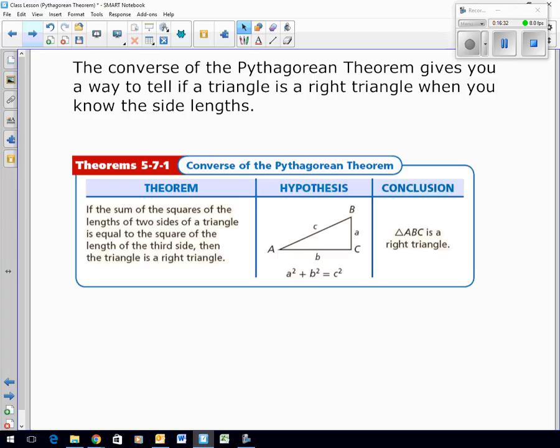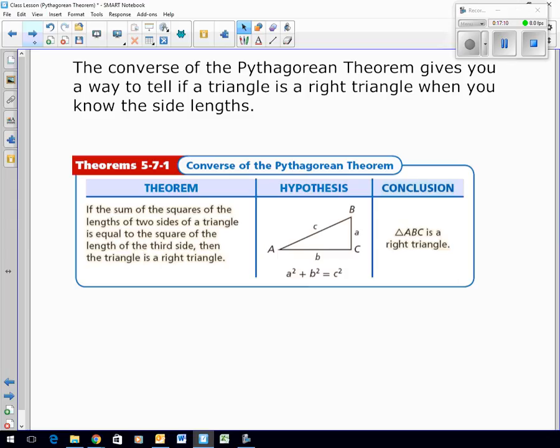No problem. Alright? The converse of the Pythagorean theorem gives you a way to tell if a triangle is a right triangle when you know the side lengths. You don't have to write this down, but you should listen to me. Basically, what this says is, if I plug in the Pythagorean theorem for a triangle, and it is true, meaning that a squared plus b squared equals c squared, that means that I have a right triangle, okay? If the Pythagorean theorem is true, you've got a right triangle.